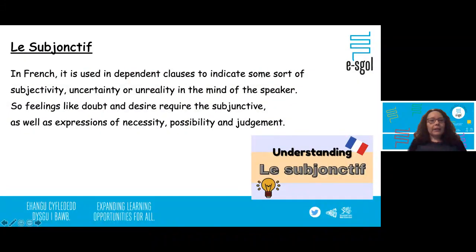So, le subjonctif in French, it's used in dependent clauses to indicate some sort of subjectivity, uncertainty, or unreality in the mind of the speaker. So feelings like doubt and desire require the subjunctive. It's a mood rather than a tense. It's so tempting to say tense. But yeah, it's a mood, as well as expressions of necessity, possibility, and judgment.